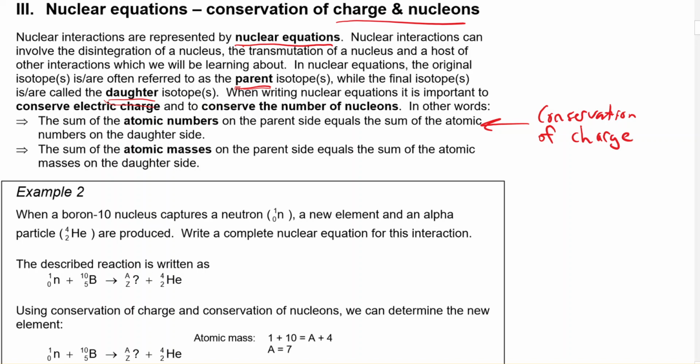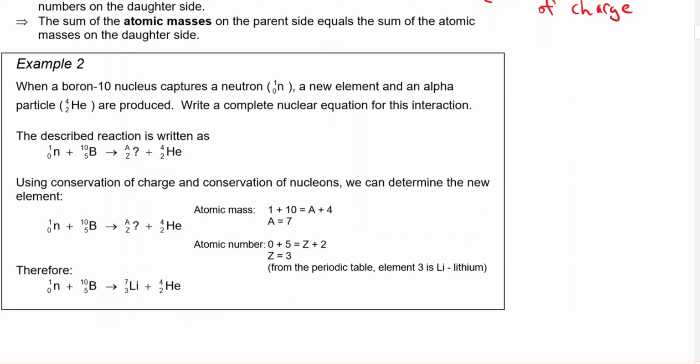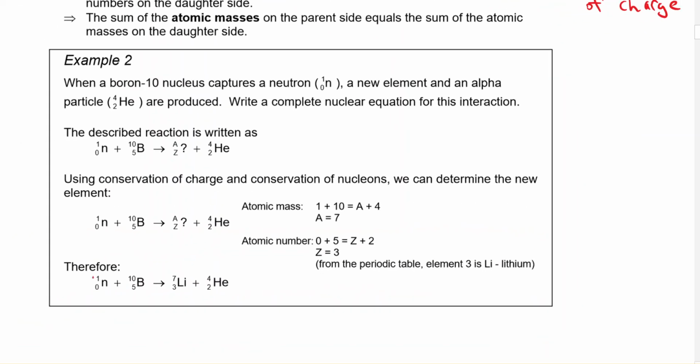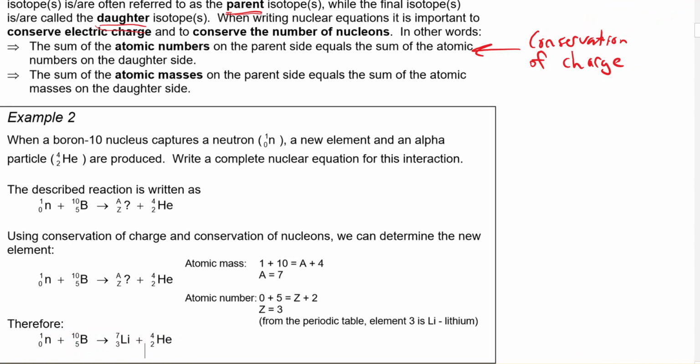Okay? And then you could probably guess the next one is conservation of nucleons, which is just the same thing. It's just saying the total number of nucleons, so protons or neutrons, before has to equal the total number after. If there's a certain number of protons and neutrons before, there's going to be that same number after. So this part here is our conservation of nucleons.